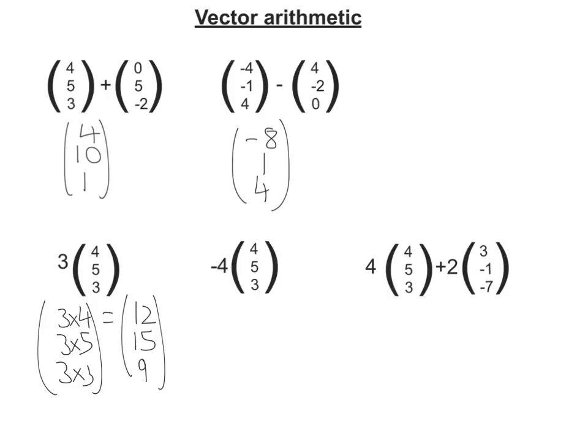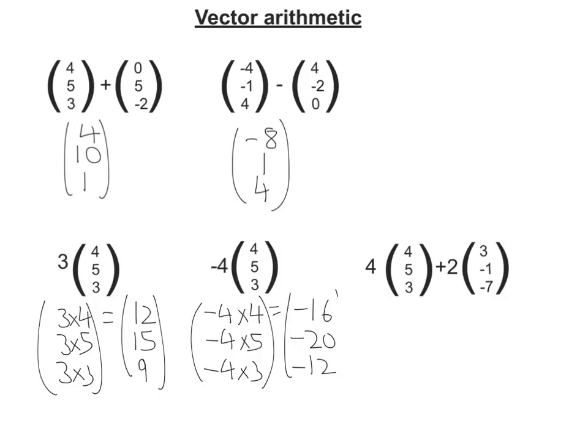Okay. Well, same with this one with the negative 4. So we're going to have negative 4 times 4, negative 4 times 5, and negative 4 times 3. So we're going to get negative 16, negative 20, and negative 12. That's my vector.